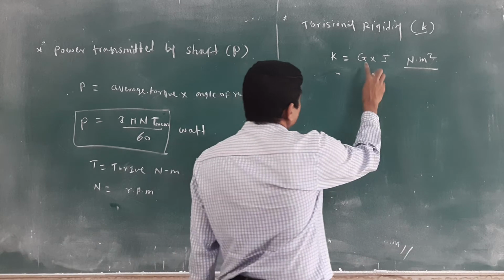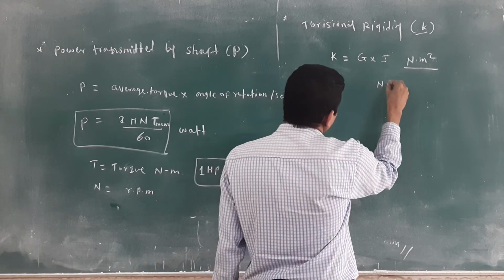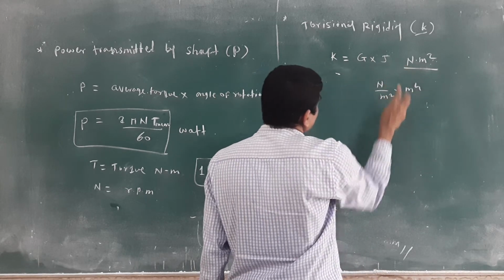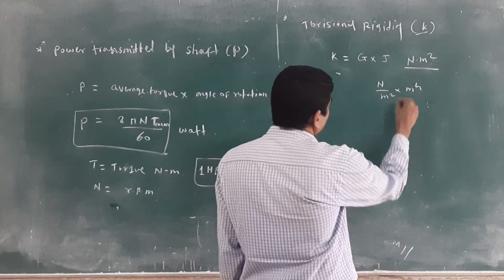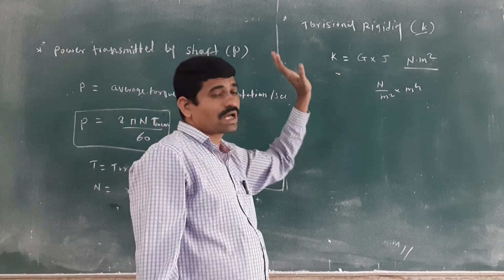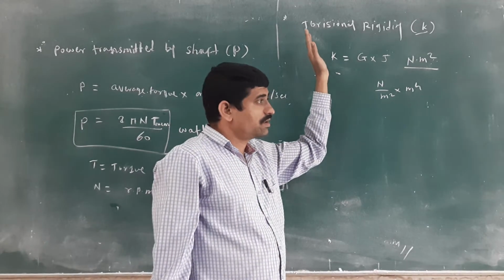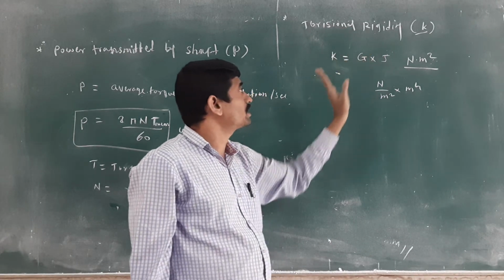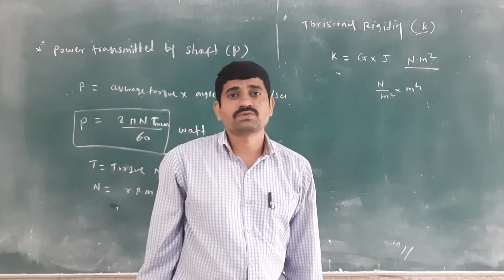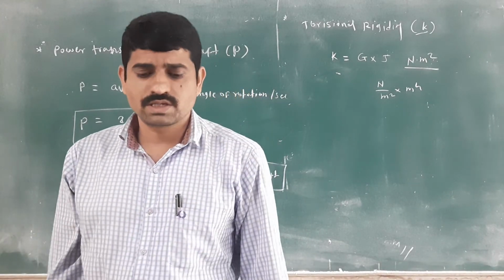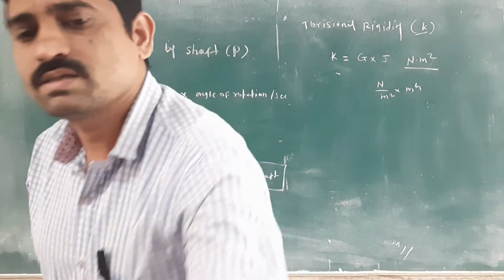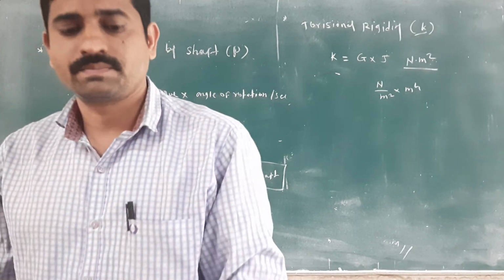Check that. What is the unit of G? Newton per meter square. What is the unit of J? Meter raised to 4. Then you get Newton meter square. Sometimes in the examination you have to calculate the value of torsional rigidity. It is denoted by K. K is equal to G into J. All of you getting how to calculate the torsional rigidity? It is G into J.